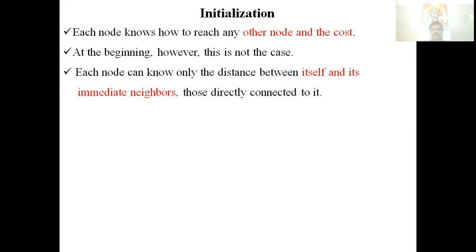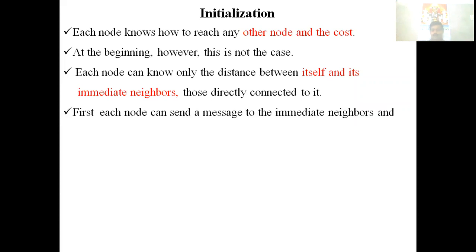So in the initialization process, initially each node will know only the distance to its immediate neighbors, that is, the neighbors directly connected to it. First, each node can send a message to the immediate neighbors and find the distance between itself and these neighbors. It will send information to its neighbor and ask the neighbor how much distance it is.